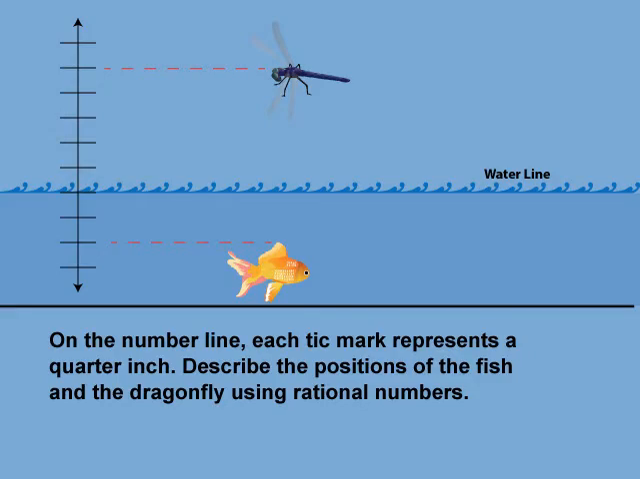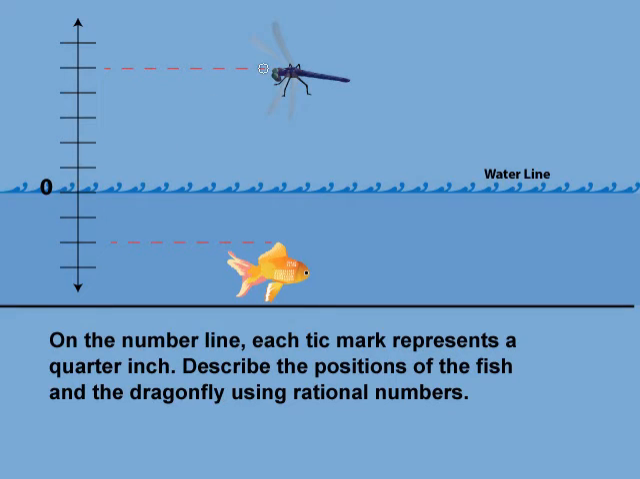On the number line, each tick mark represents a 1/4 inch. Describe the position of the fish and the dragonfly using rational numbers. With this vertical number line, the water line is the 0 mark, as shown here. We are told that each tick mark represents a 1/4.